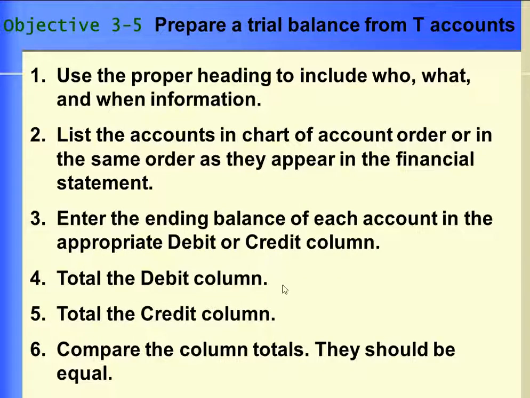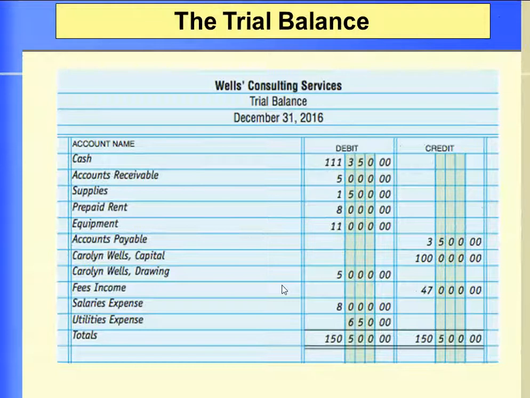So look at this slide and actually look at the example in the text of a trial balance and what it looks like. And here's an example. So we took the balance of the cash, accounts receivable, supplies, prepaid rent, equipment, accounts payable, the capital account, drawing. That's where the balance sheet stops. And here's where the income statement starts.